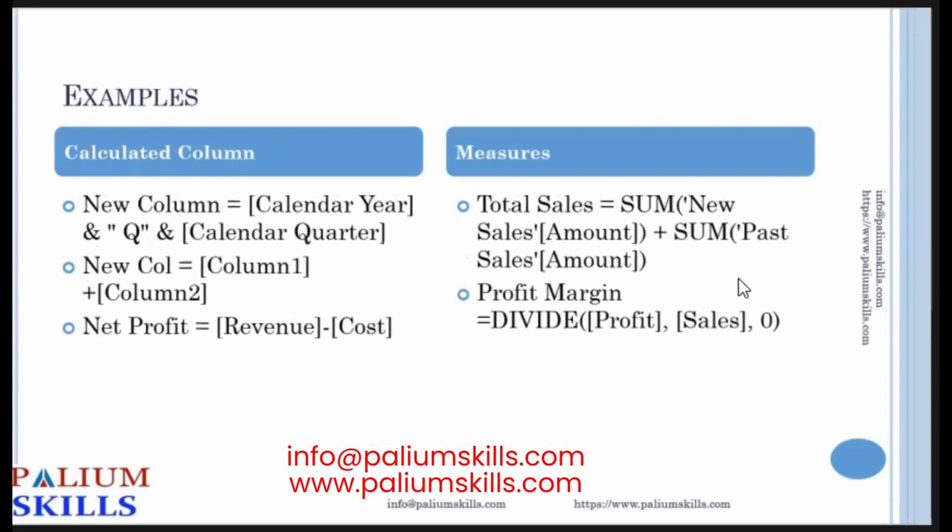Compare that with measures. What does a measure do? A measure, total sales, equals the sum of new sales amount plus the sum of past sales amount. That means there are two tables. One table is new sales, another table is past sales. And the column is amount. And you are adding up the grand total. Total sales.